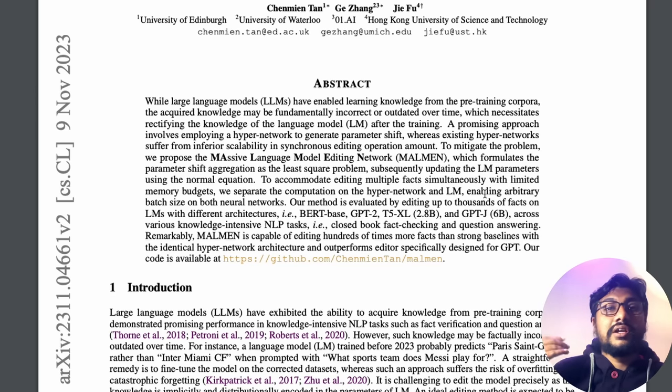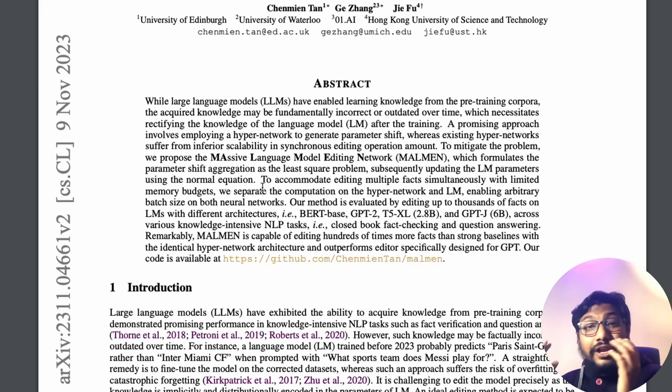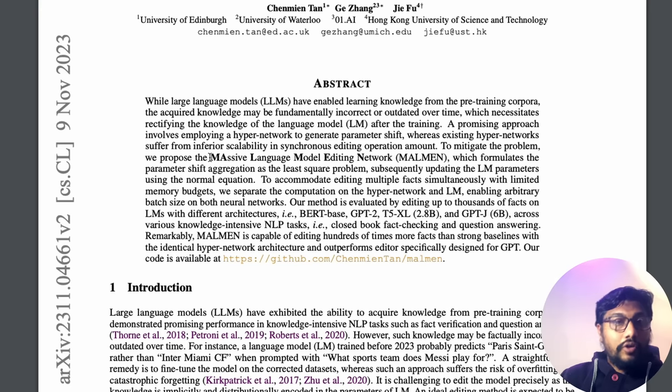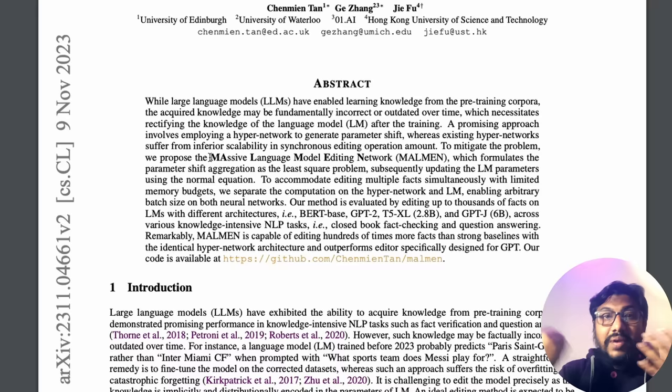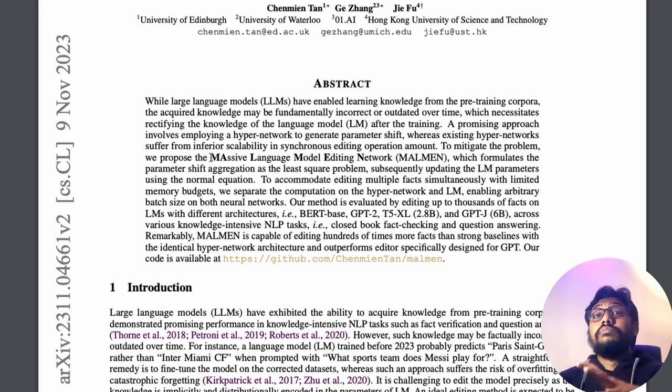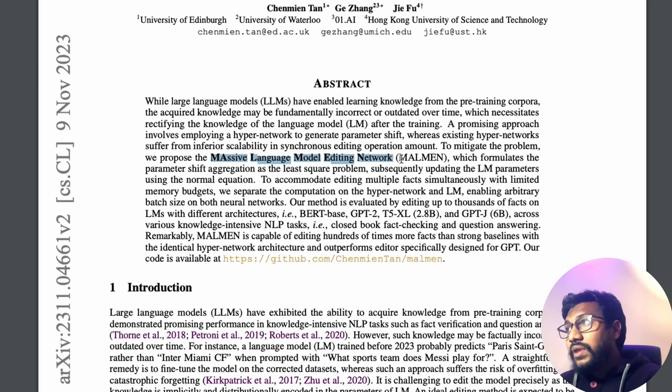And people are constantly looking at new techniques. What this paper is doing is introducing a new hyper network. So hyper network is one of the techniques, like LoRA, to imbibe new knowledge into the large language model. Hyper networks were very popular during the Stable Diffusion world to include new images in the Stable Diffusion model. So this paper is building on top of hyper networks and introducing a new massive hyper network, the massive language model editing network, MALMEN.